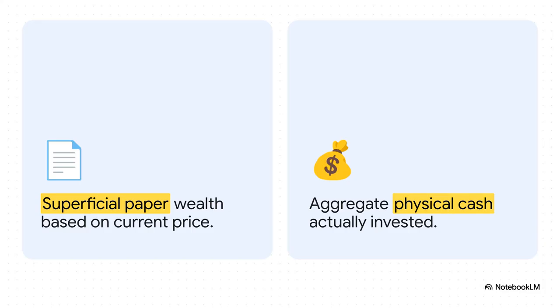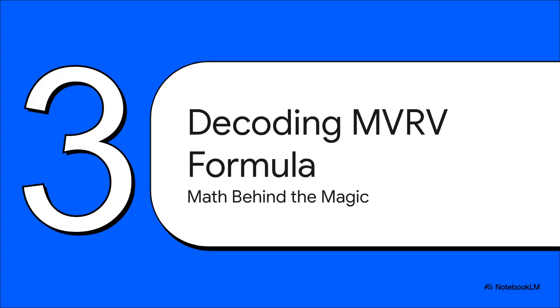Right, so when you put these two side by side, the difference is absolutely massive. Market value is superficial paper wealth built on the last traded price, while realized value is the actual aggregate physical cash invested into the network. Comparing these two is the absolute key. It strips away the mirage of current price and shows you the hard architectural reality of the blockchain's true cost basis. Moving right along, Section 3, decoding the MVRV formula, the math behind the magic.